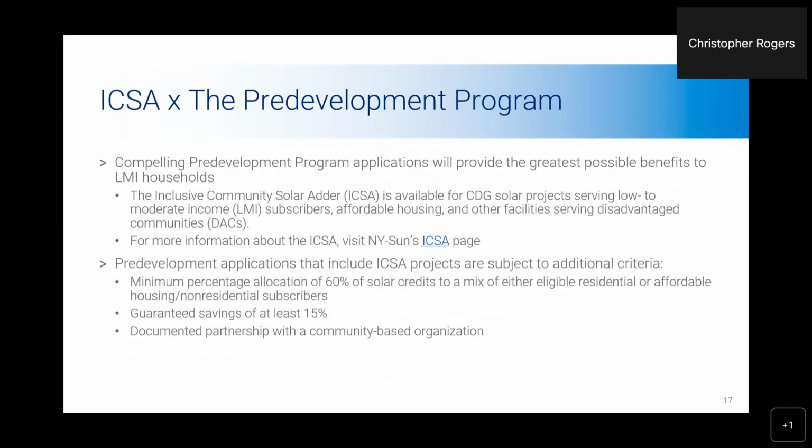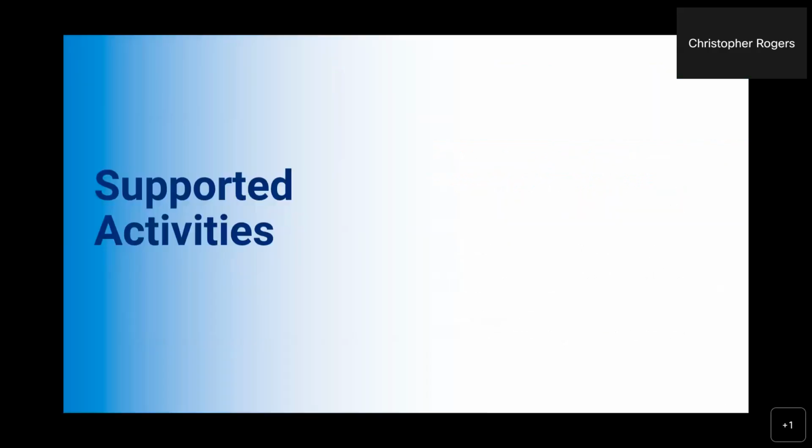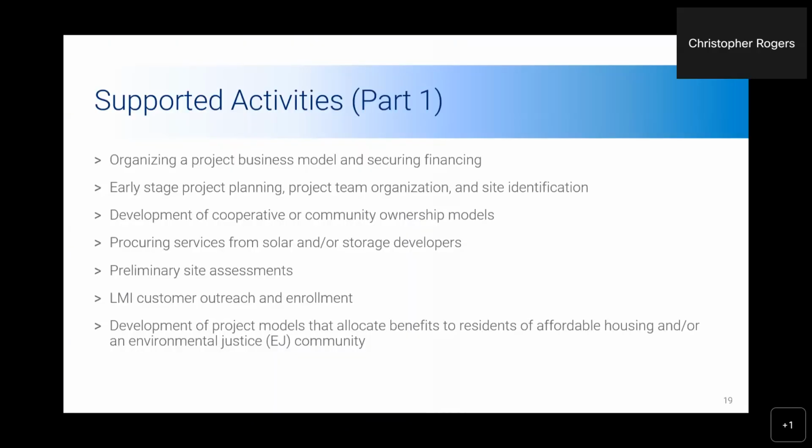And this is basically a summary of what those changes are. It's a higher guaranteed savings and a higher allocation percentage for projects that have applied for the inclusive community solar adder. Next up, we'll talk about the supported activities under the program.